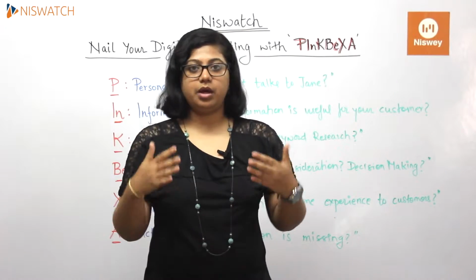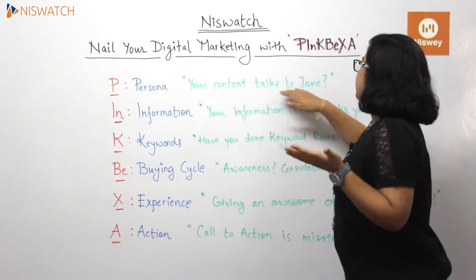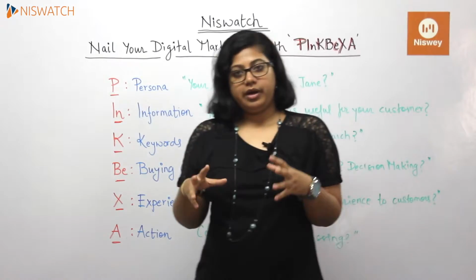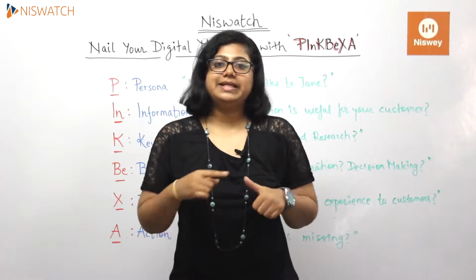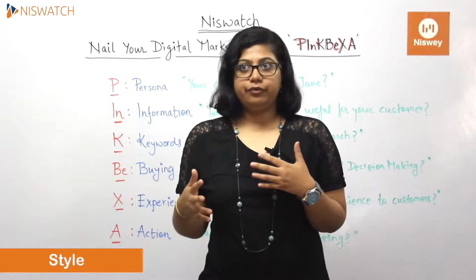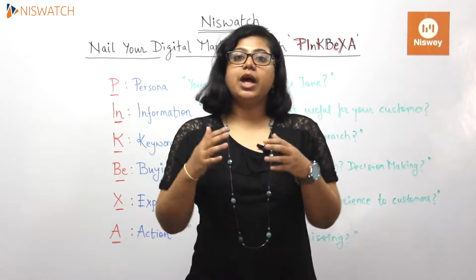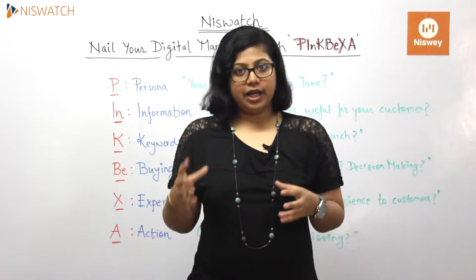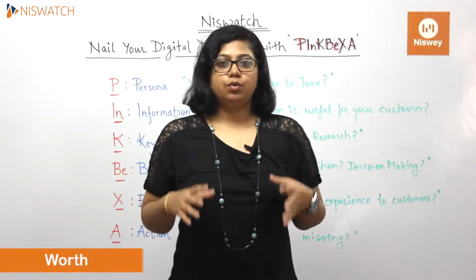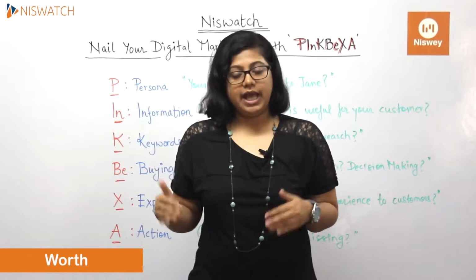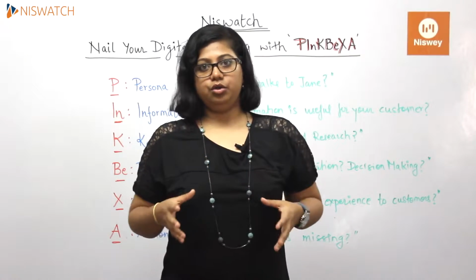So when you're doing your content marketing audit, the first question that you will need to ask is, does your content talk to Jane? Now, there are a couple of parameters which you can use to judge whether your content talks to Jane or not. The first is the style. This is the tone of voice and the kind of language that you're using in your content, and you have to figure out if that is the kind of language that Jane would find relatable. The second thing is worth. The kind of content that you are creating, is it worth Jane's time? Is she going to spend a minute more than she has to on your content?